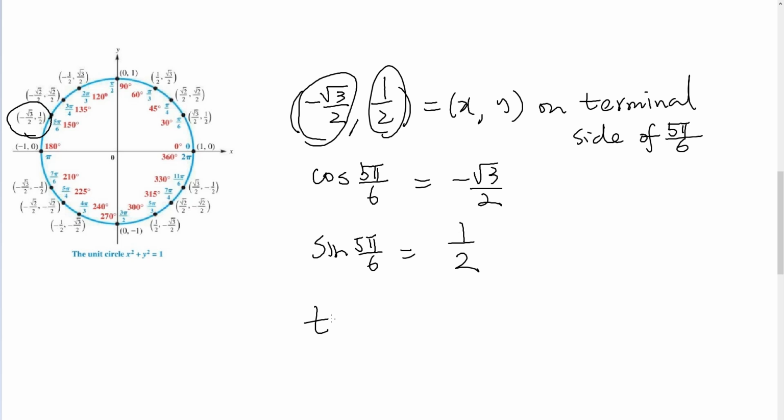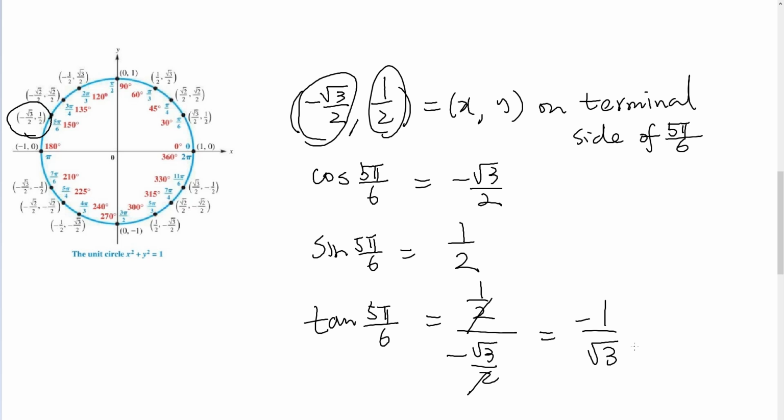Of course, tangent 5 pi over 6 is y over x, so 1 over 2 over negative square root of 3 over 2. You can cancel 1 over 2 and 1 over 2. You would have negative 1 over square root of 3. Of course, you rationalize it by multiplying by square root of 3, so negative square root of 3 over 3.